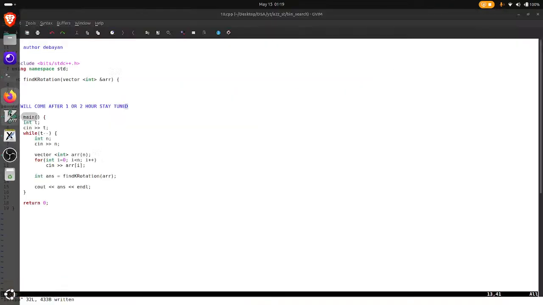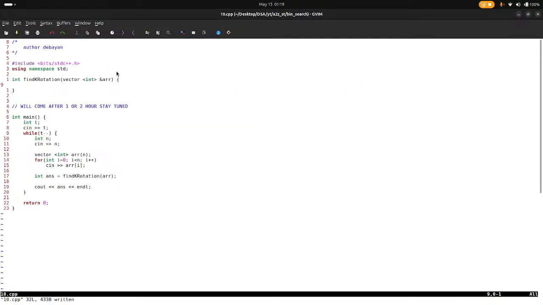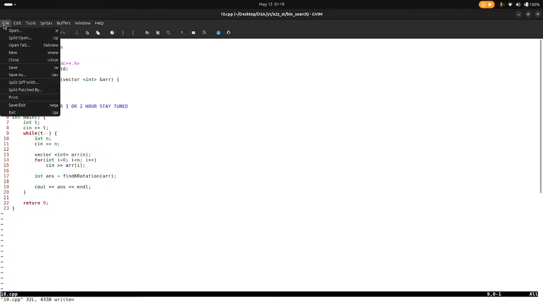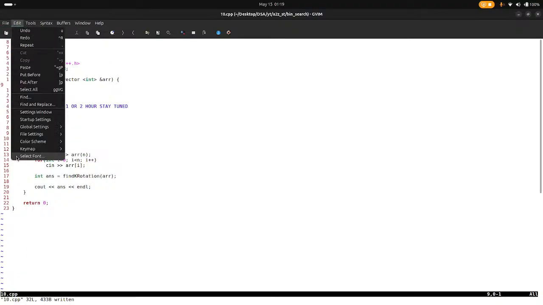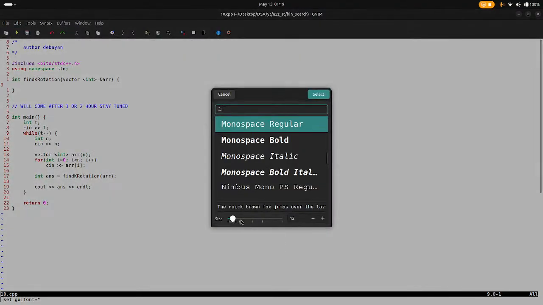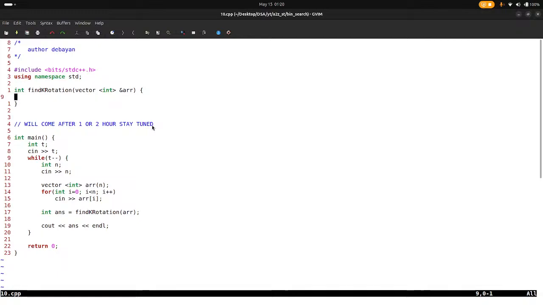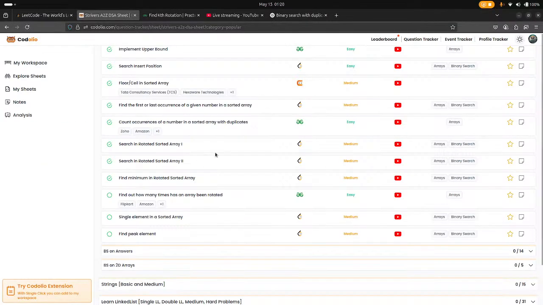So where were we? Yeah, we were on this problem. But one thing I just noticed is that maybe I should increase the font a bit. Maybe this is good. Yeah, I think that's all. Maybe too much, or is it okay? Yeah, that's all. Okay, I just forgot what the question was.